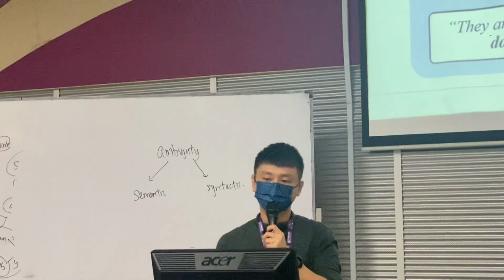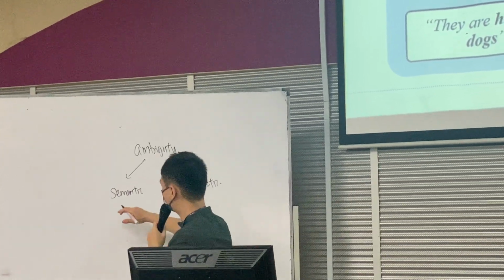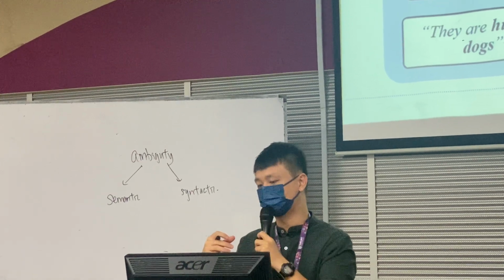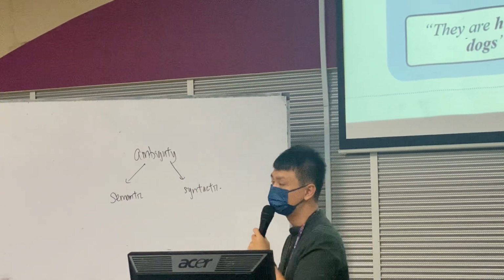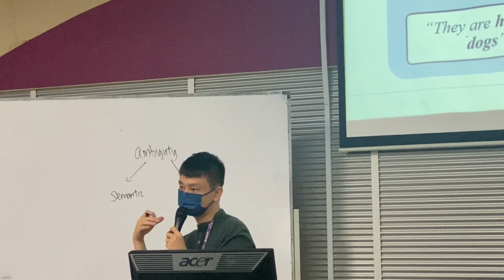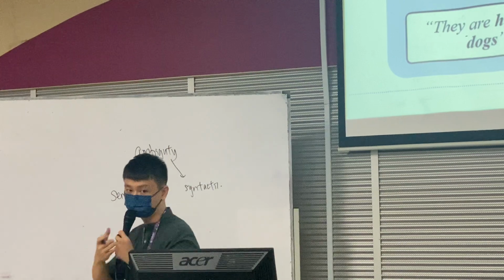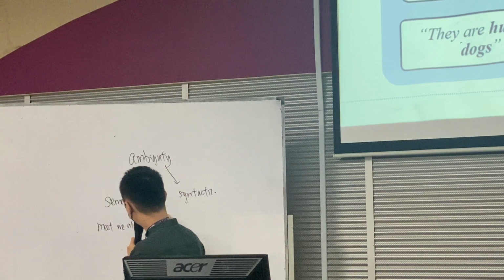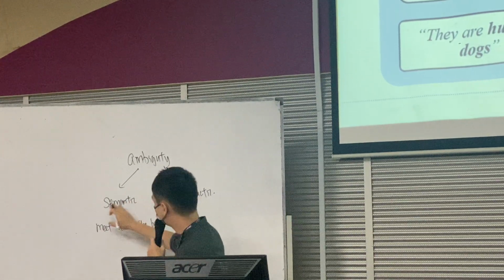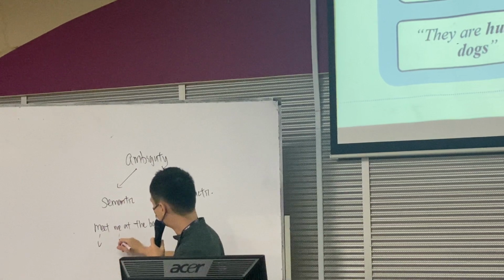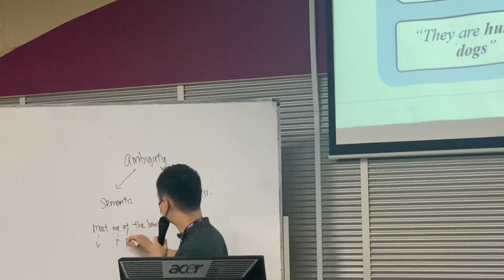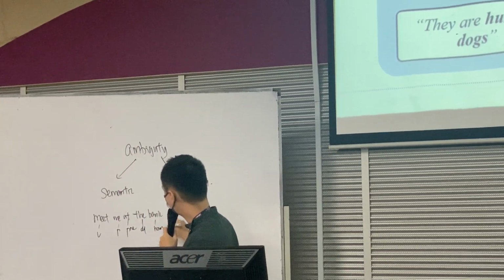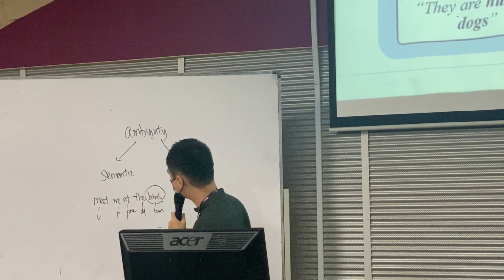So what is semantic ambiguity? Semantic ambiguity is where in one sentence there are words that have more than one meaning, but the structure remains the same. For example, in this case: meet me at the bank. The structure doesn't change. Meet is a verb, me is a pronoun, at is a preposition, the is a determiner, and bank is a noun. But if you look carefully here, bank can have more than one meaning.